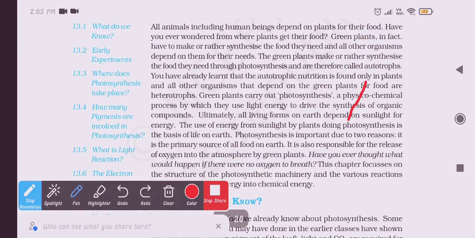They make their food by the process of photosynthesis, and those organisms which can make their own food are called autotrophs, that we have read also. And those which cannot make are called heterotrophs.